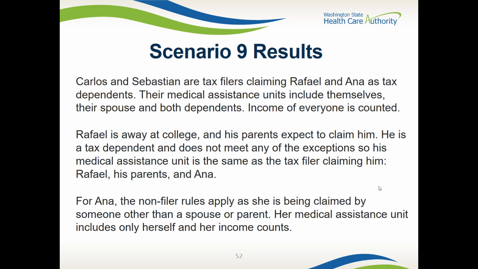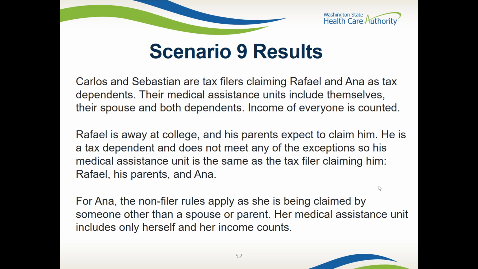Let's review this scenario. Carlos and Sebastian are tax filers claiming Rafael and Anna as tax dependents. Their medical assistance units include themselves, their spouse, and both dependents. Income of everyone is counted. Rafael is away at college, and his parents expect to claim him. He is a tax dependent and does not meet any of the exceptions, so his medical assistance unit is the same as the tax filer claiming him. Rafael, his parents, and Anna.